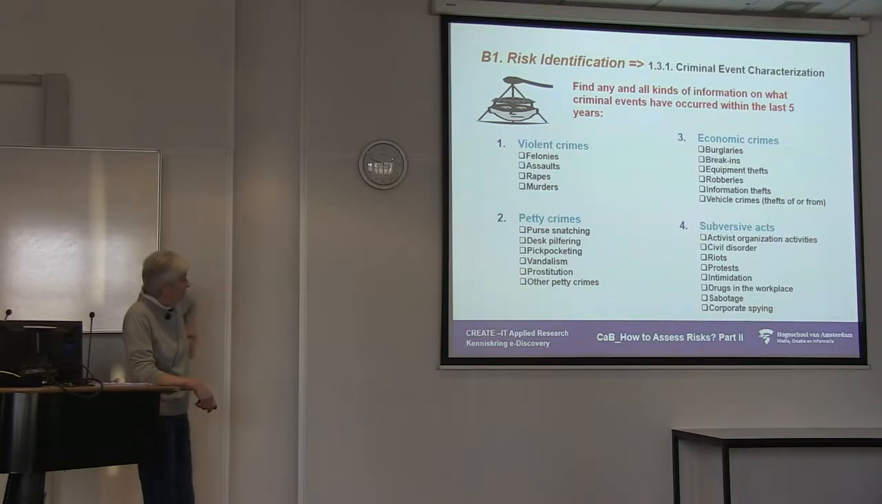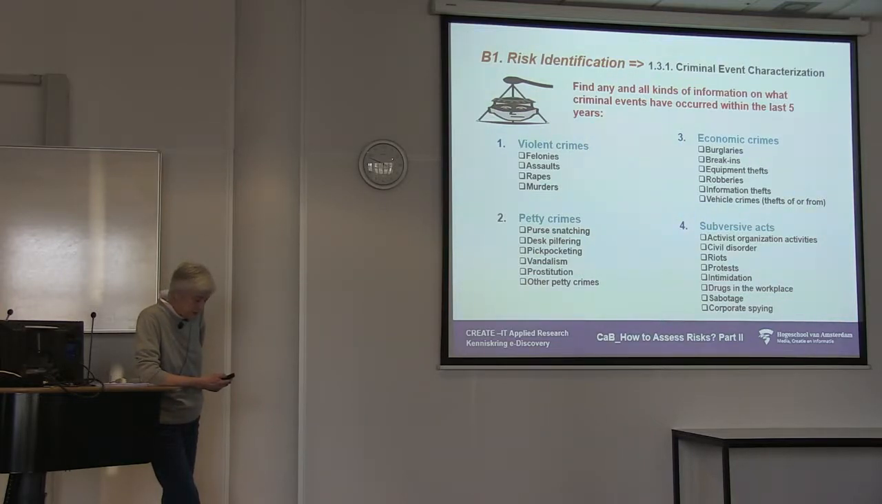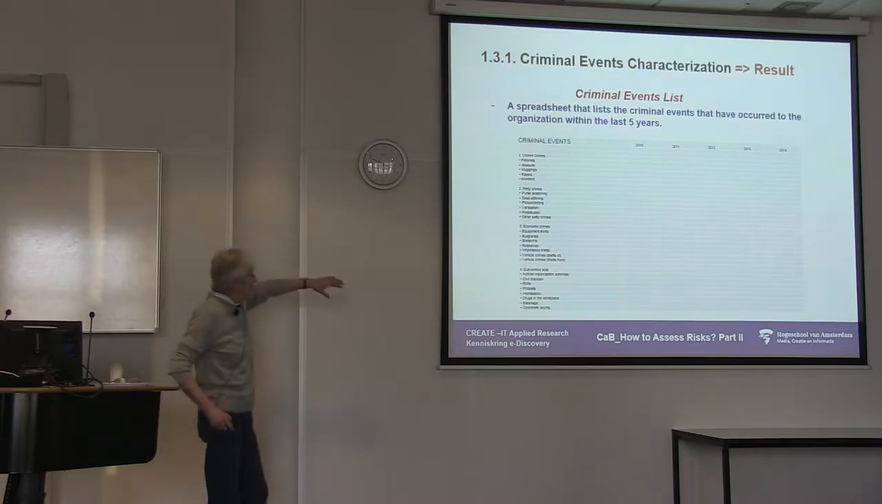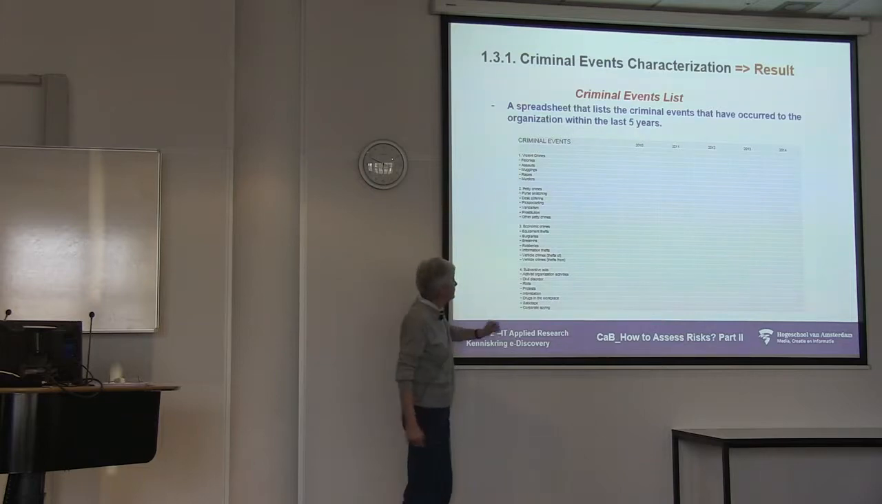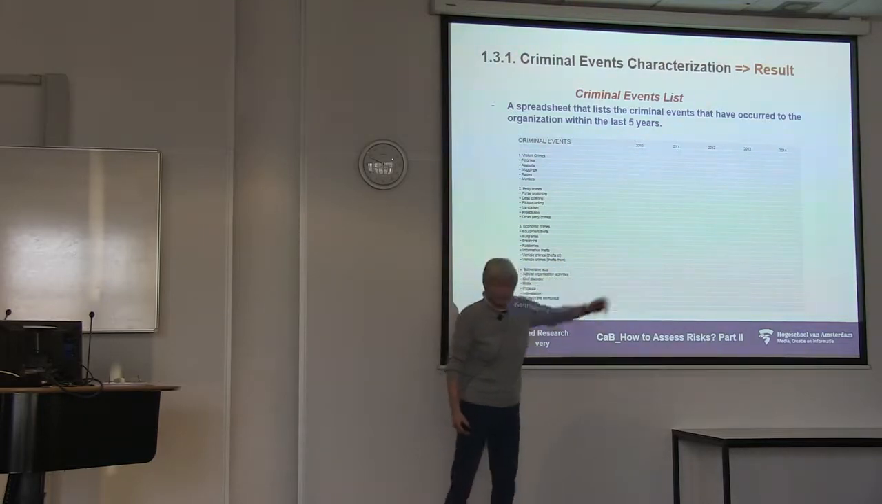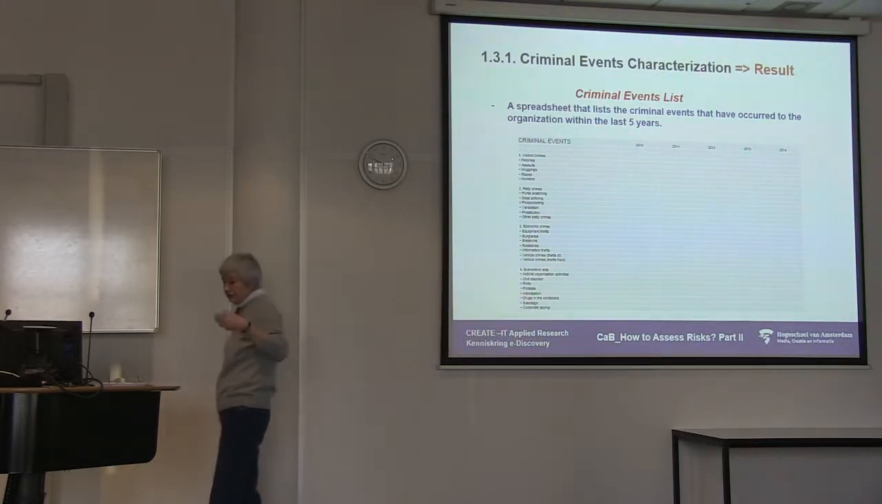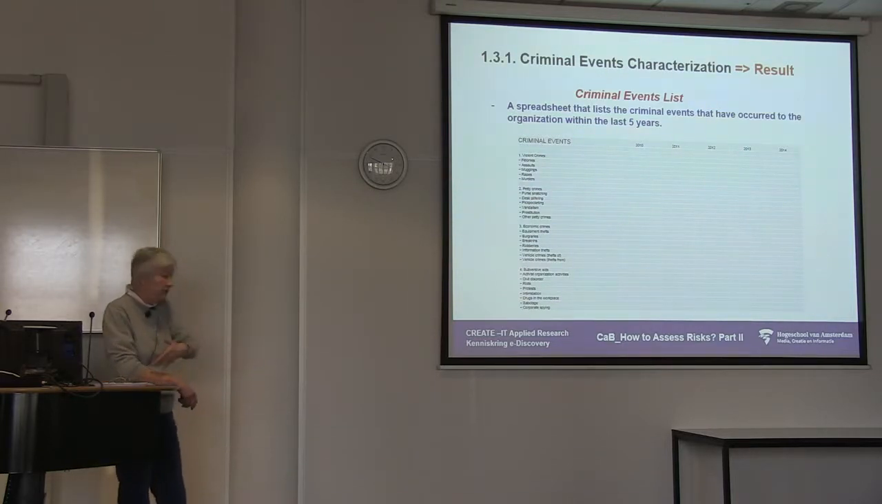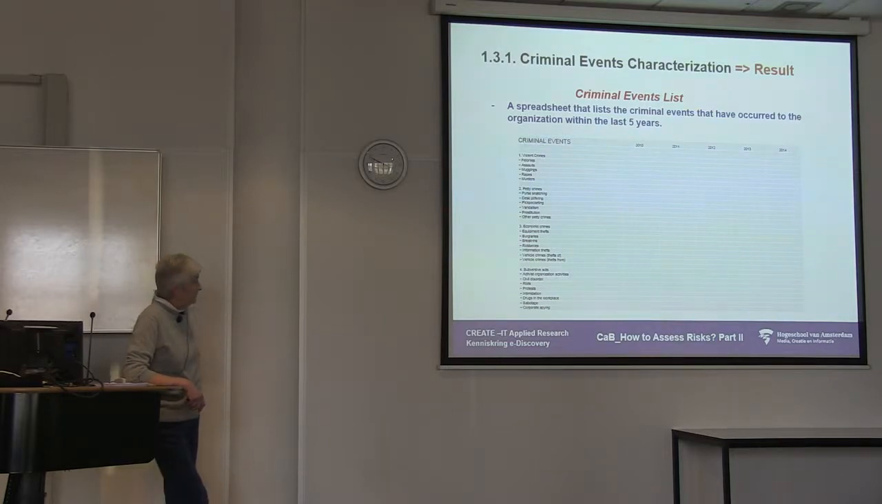The petty crimes: purse-snatching, desk pilfering, pickpocketing, vandalism, the subversive, you can read it. It's almost the same like we said about the threat agents. And what you have to do is simply take these categories. And it's now 2015, so 10, 11, 12, 13, 14. If you know that one of these criminal events happened in your organization and you know the year, then you can make an entry in this list. And sometimes you don't have any historical information, then you have to do without it.